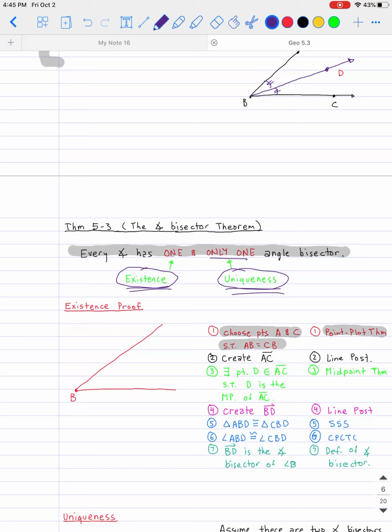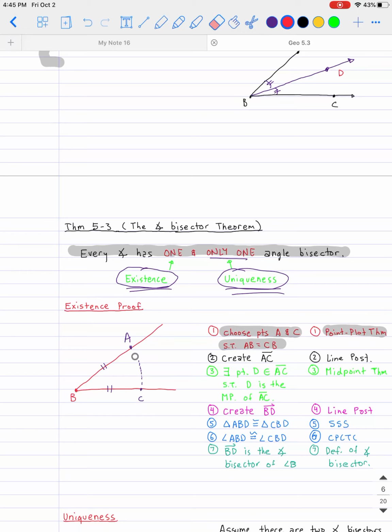And I should be a little bit more specific, because what I'm going to do is choose point A on one of the sides over here. So this is going to be A over here. And then I'm going to choose another point C on the other side of the angle, but at a specific location such that AB is equal to CB. So C is approximately right here, because if I swing this downward to create kind of like a radius, then those two sides are going to be congruent to each other. So that's going to be my first part of the proof, okay?